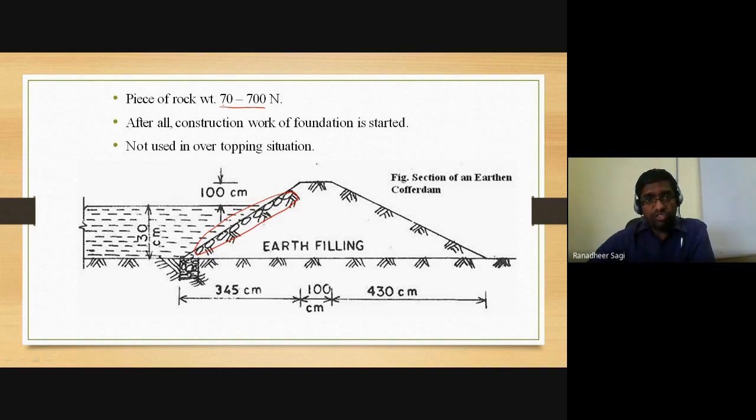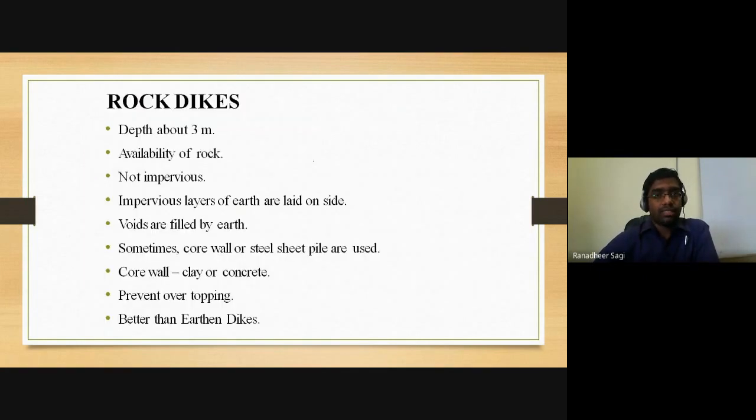And this kind of earth dike construction is not preferred in places where you have the effect of an overtopping situation. When the water flowing through the cross section gets stagnated because of the construction of that earthen dike, if the resultant force acting on the walls of your earthen dike Cofferdam is large, there could be situations where you would see rotation happening in that structure. So in all such cases, you avoid the construction of your earth dike there.